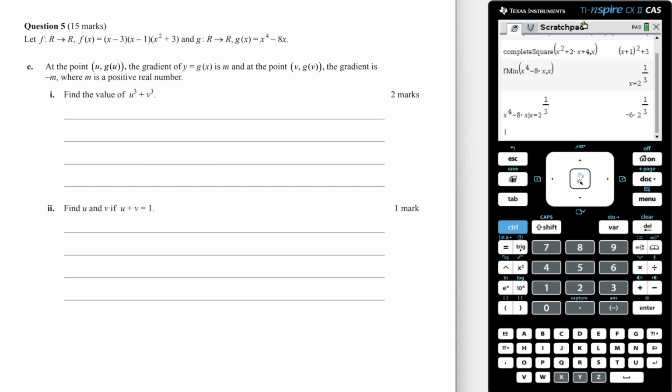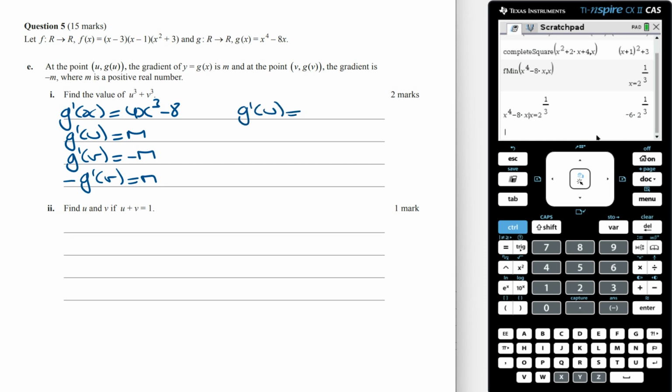At the point when x is equal to u, the gradient of g of x is equal to m. And so if we differentiate g of x, we get g dash of x is equal to 4x cubed minus 8. So when x is equal to u, g dash of u, which is the gradient, is going to equal m. And when x is equal to v, the gradient, g dash of v, is going to equal minus m. If we divide by -1, we can say that minus g dash of v is equal to m. And so from here we can equate the two m's. This means g dash of u is equal to minus g dash of v.